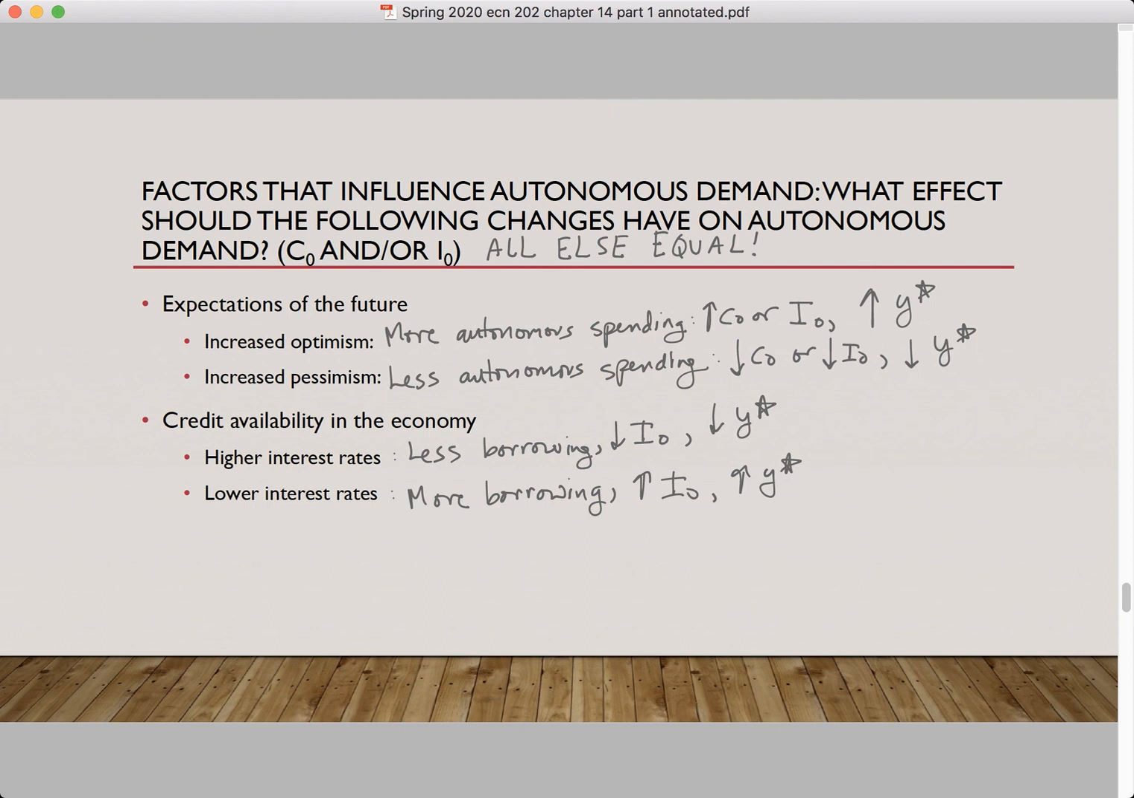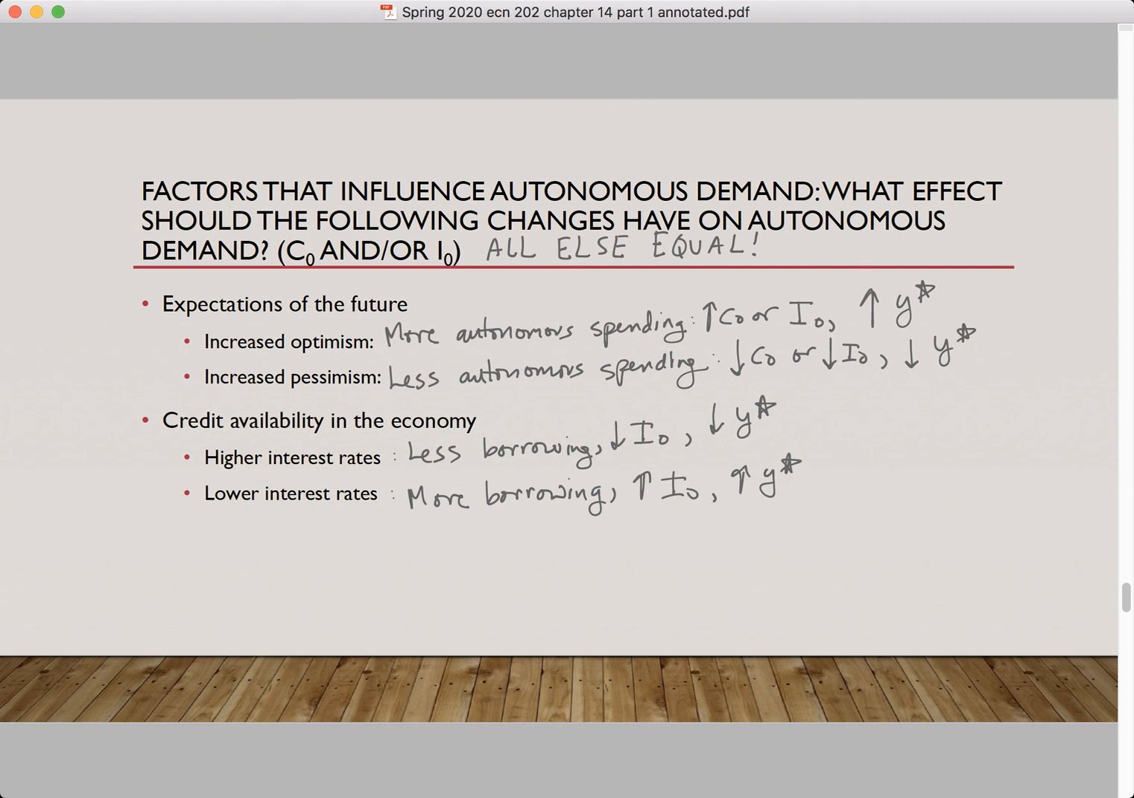What are the factors that influence autonomous demand? And what effect should they have on GDP in general? All else equal. Well, we expect that anything that encourages households or firms to spend is going to have a positive effect on equilibrium GDP, and anything that causes households or firms to spend less will ultimately decrease equilibrium GDP.